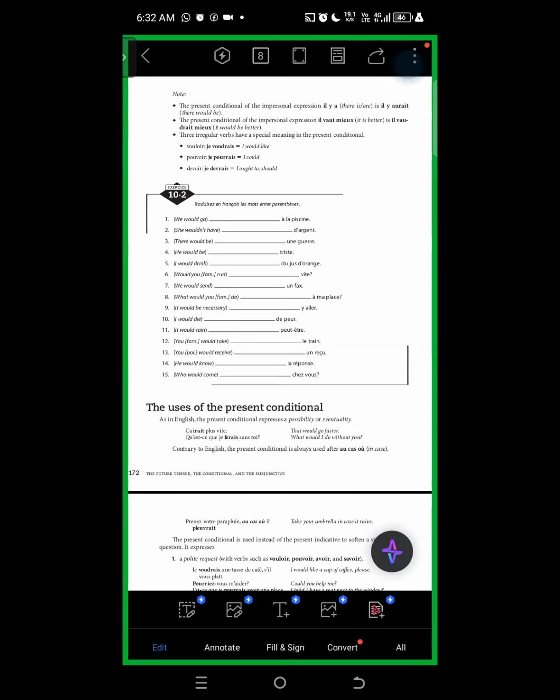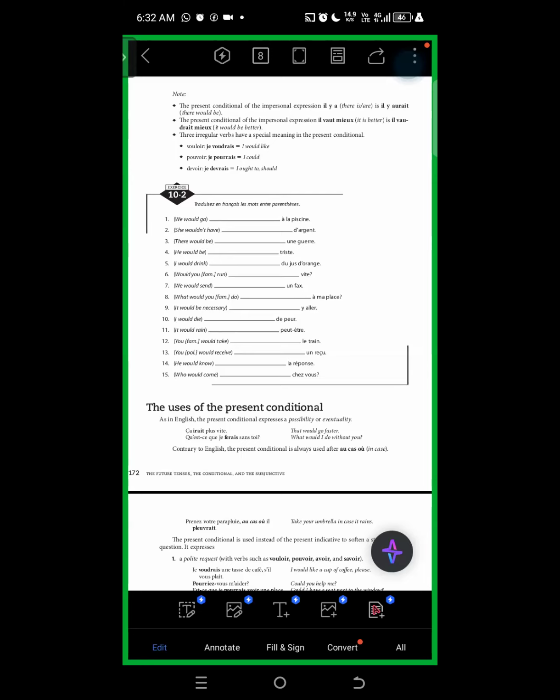Go ahead. So, particularly for this voudrais, I would like. Yes, so that's the conditional, right? Because there's also j'aimerais, that is conditional. I would like.